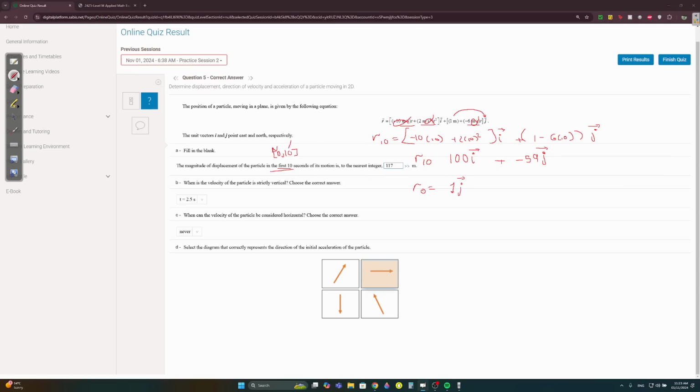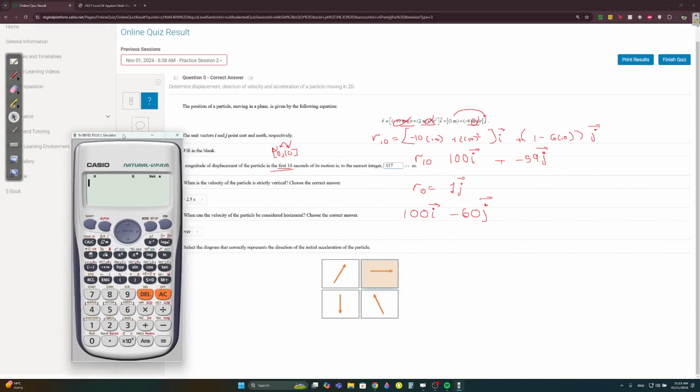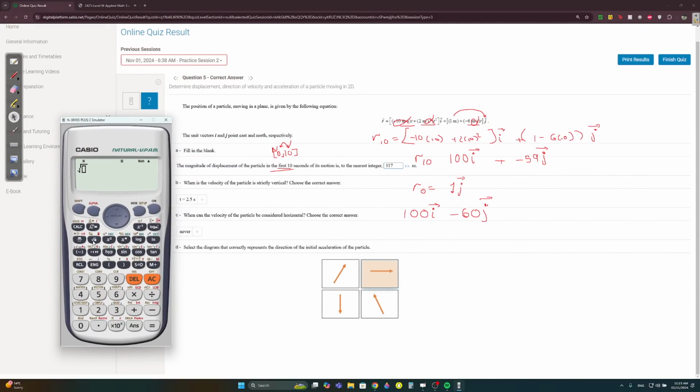We're doing, obviously, R10 minus R0. R10, 100 minus 0i is going to be 100i. Minus 59 minus 1 is going to be minus 60j. You want the magnitude, right? So we're going to put radical 100 squared plus 60 squared. You're going to get 116.6. If you round it, 117.